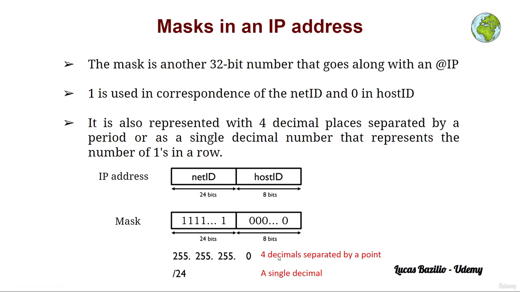This is the notation of 4 decimal numbers separated by a period, and then there is another very important notation of masks, used for masks only: we can also denote the number of ones in a row with a slash. As we can see here, we have slash 24, because we have 24 ones in a row, and then the zeros. So this slash 24 mask represents the same as this mask and also the same as this mask. So these are 3 different notations that we can see here. Along this course, we are going to work many times with masks.